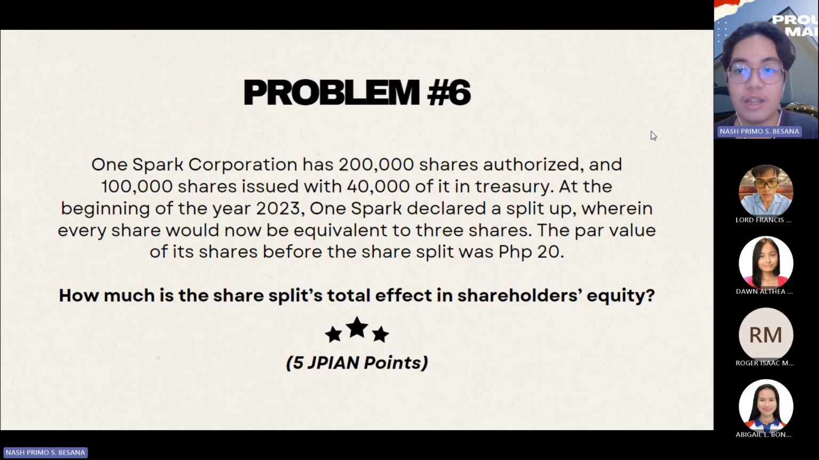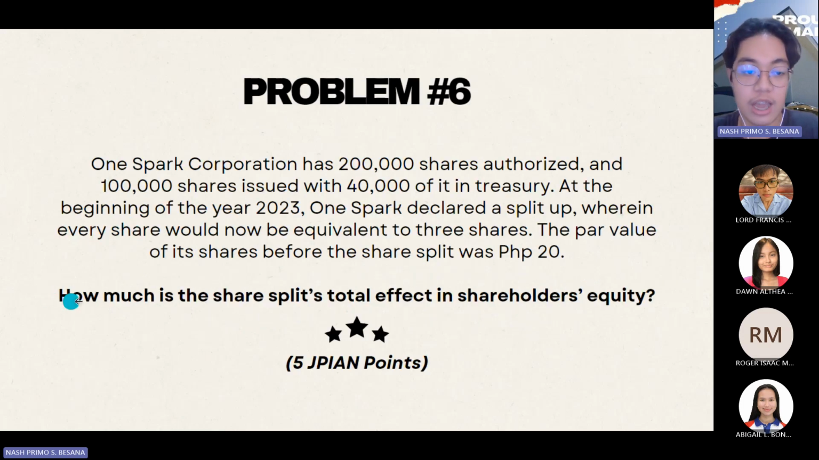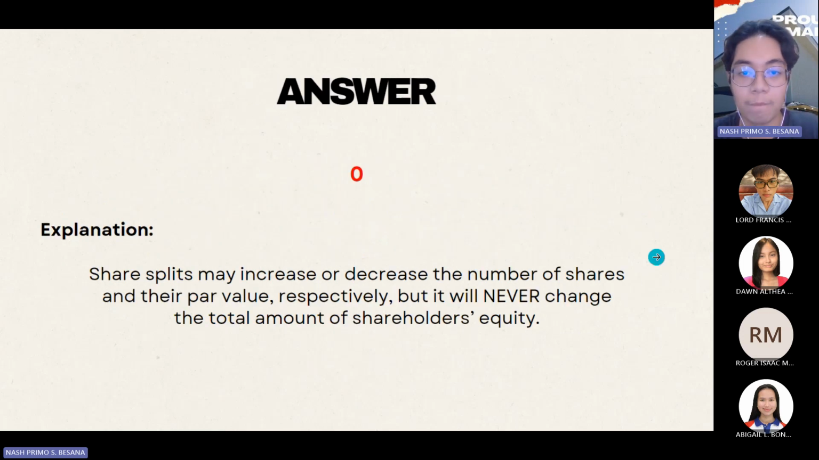I think wala naman. So let us reveal the answer na. So the answer is 0. Kasi yung sinabi nga kanina, share splits may increase or decrease the number of shares and their par value respectively, but it will never change the total amount of shareholders' equity. So ang question kasi here is how much is the share split's total effect in shareholders' equity? So kapag tinanong na magkano yung binago sa shareholders' equity sa share split, the answer is always 0.